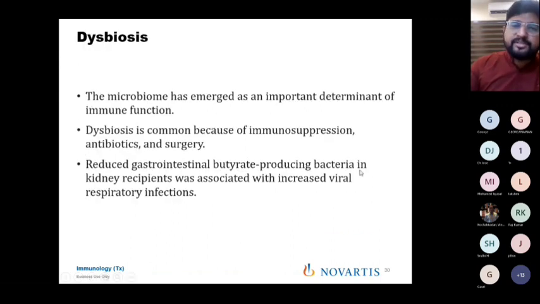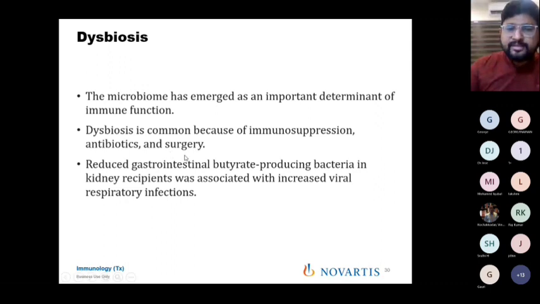There is one thing which comes along with this, which is dysbiosis. Nowadays, it's very common to understand dysbiosis in CKD. The same thing holds true for dysbiosis in post-transplant infection as well. The microbiome has emerged as an important determinant of immune function. Dysbiosis is common because of immunosuppression, antibiotics, and post-surgical phases of the patient's stay in hospital.